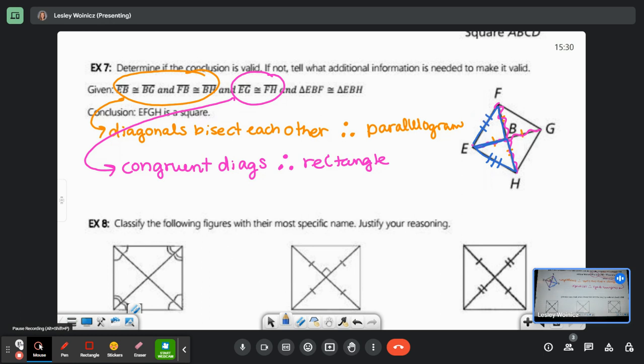Okay, so we already know it's a parallelogram. So I've got one pair of consecutive sides in a parallelogram congruent, what does that mean? Square. Yeah. No, it's a rhombus.